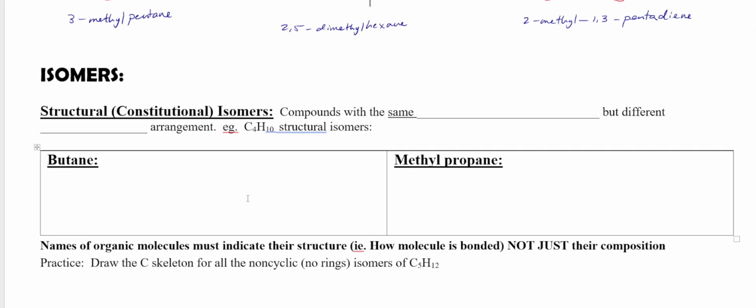Okay, looking at isomers, we have structural or constitutional isomers, which are compounds with the same molecular formula, but different molecular arrangement. So an example would be butane. Butane is C4H10. You could do it just like this, CH3, CH2, CH2, CH3, that's C4H10. Alternatively, you could draw it out like this. And this would make it a structural isomer. Right, same thing right here, 4 carbons and 10 hydrogens.